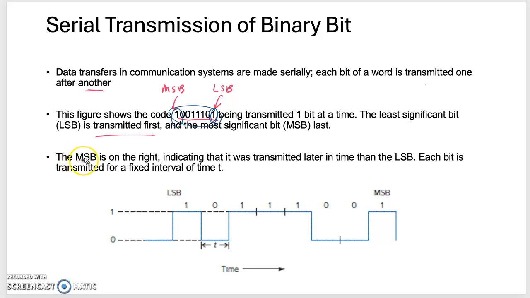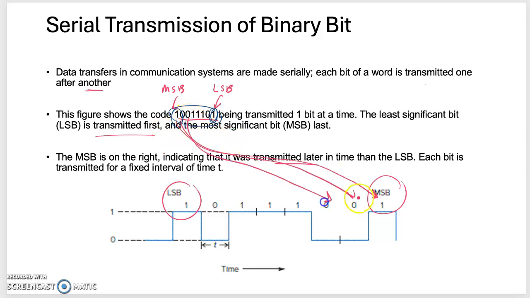Okay, so here the most significant bit is on the right, indicating that it was transmitted later in time than the LSB. Here, this is our MSB and this is our LSB. If I try to match this, I can see that the MSB is over here and the LSB is over here. So with time, the MSB is transmitted a bit later than the LSB. This is transmitted first and this is transmitted later.